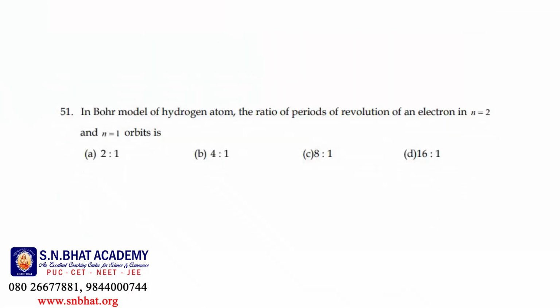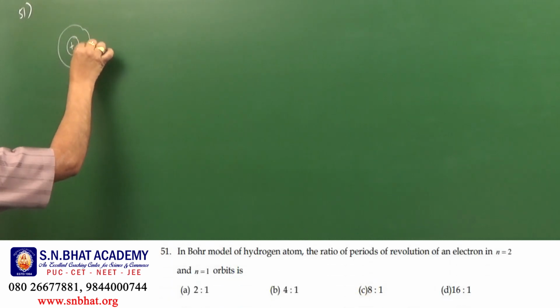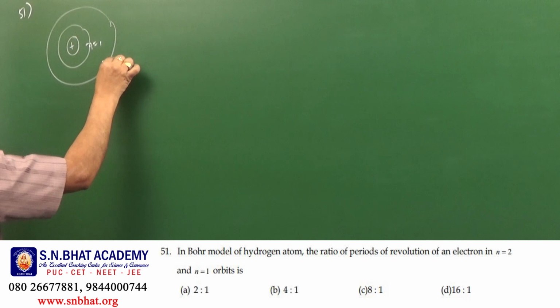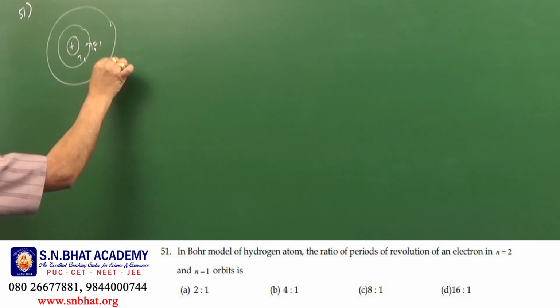Of a hydrogen atom, the ratio of the period of revolution of an electron in n equal to 2 and n equal to 3 is... remember, this is the nucleus, the electron is in the n equal to 1 level and the electron is in the n equal to 2 level. Now he says if the periods are t1 and t2, and the orbits are n1 and n2.